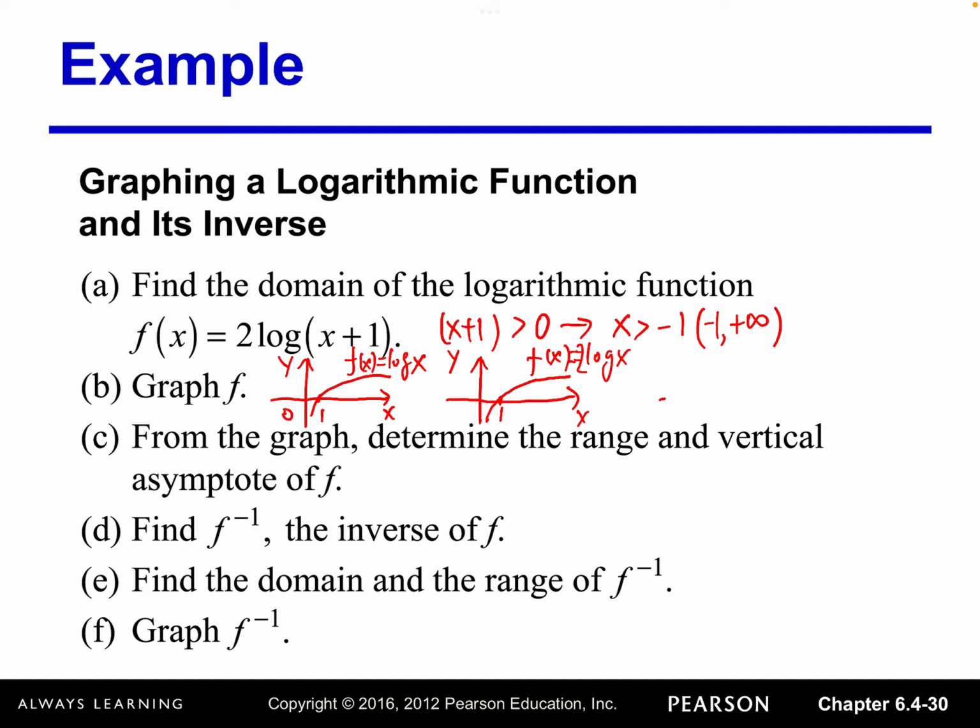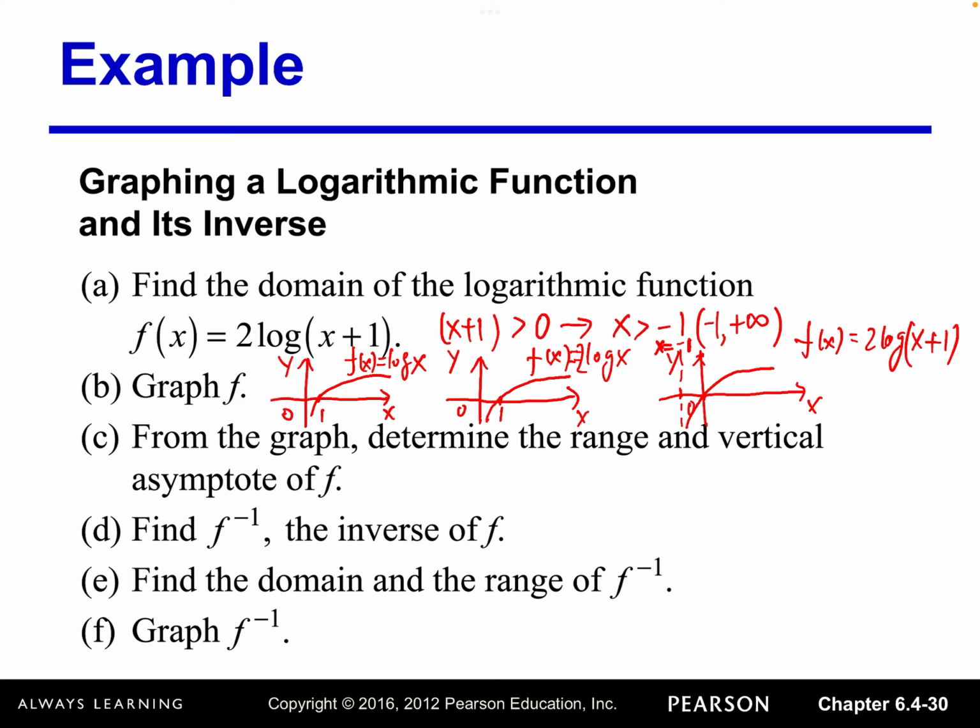And then the last step is the horizontal shift. So the last one, we graph f of x equals 2 times log of (x plus 1). Replacing x by x plus 1 shifts horizontally to the left by 1 unit. So this vertical line is x equals -1. Now the x-intercept is at the origin (0, 0).